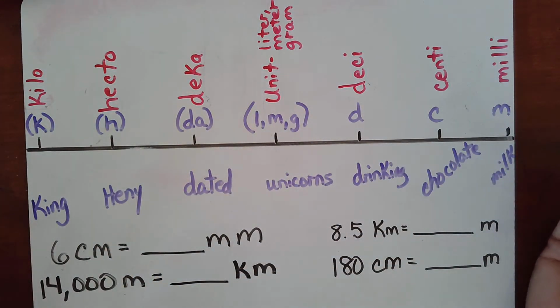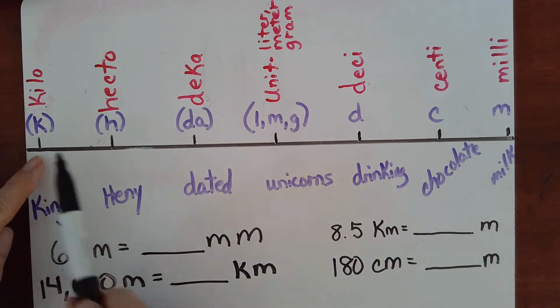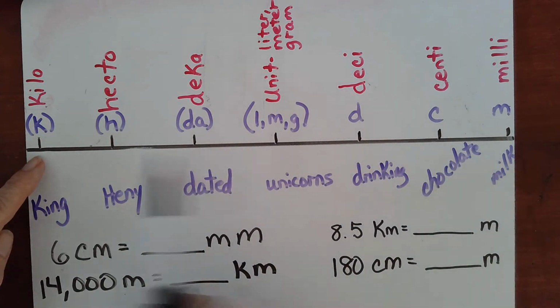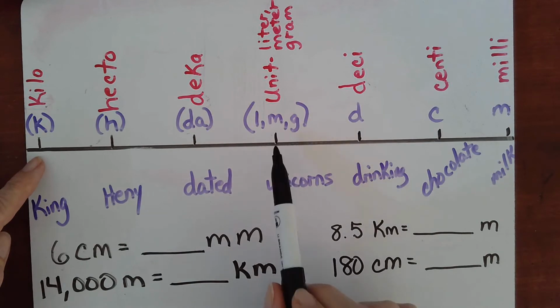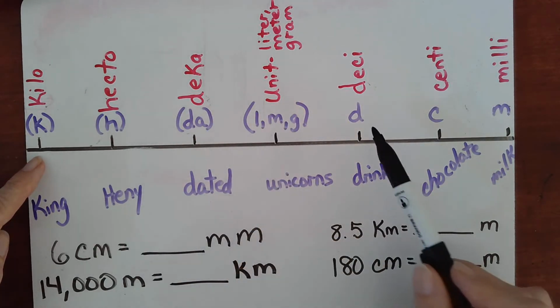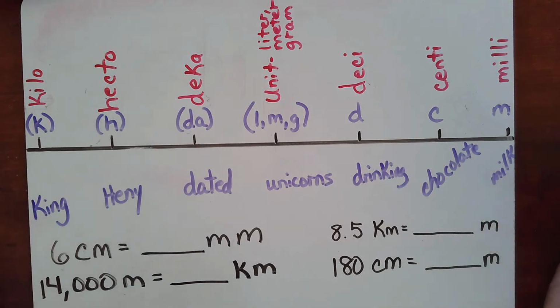But now I'm going to show you a really super easy, fun way to learn it. Look at this game here. I wrote it for you. King Henry dated unicorns drinking chocolate milk. If you can remember that, you'll remember what each of them are in order. King Henry dated, the DA stands for deca. Unicorn stands for unit, drinking chocolate milk. King Henry dated unicorns drinking chocolate milk. That's a fun way to learn it.